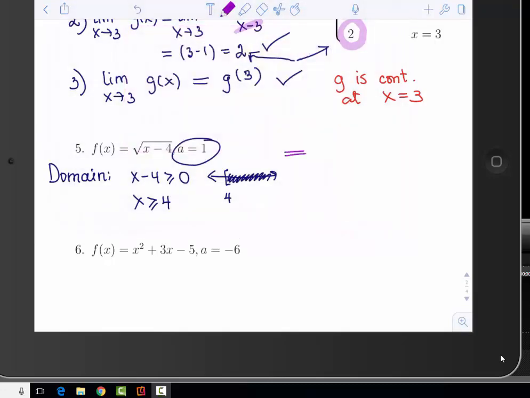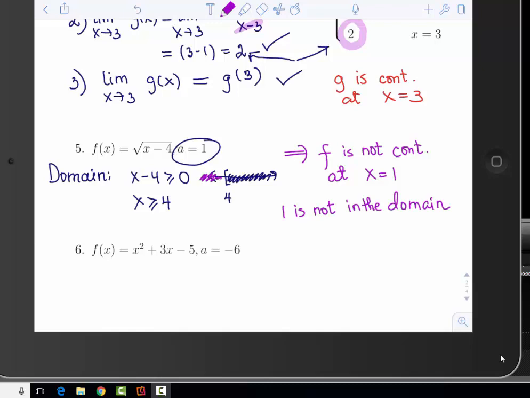Then we say f is not continuous, or discontinuous, at x equals 1. Okay, why? Condition 1, 1 is not in the domain. Okay? So 5 would be okay. 10 would be okay. Negative 17, not so much, okay? So anything that's to the left of 4 is not going to work.